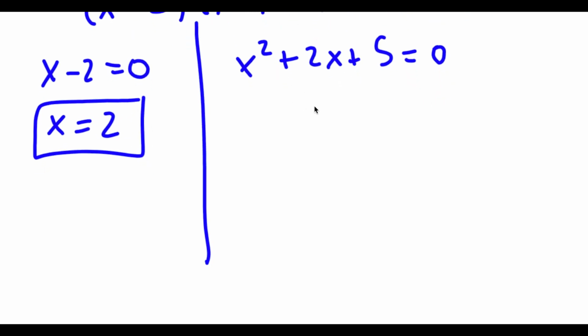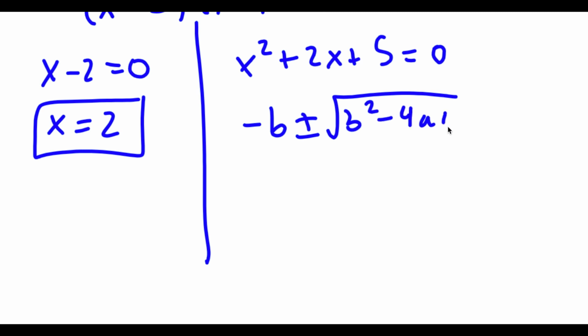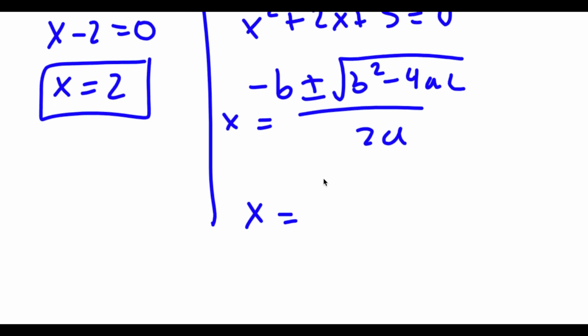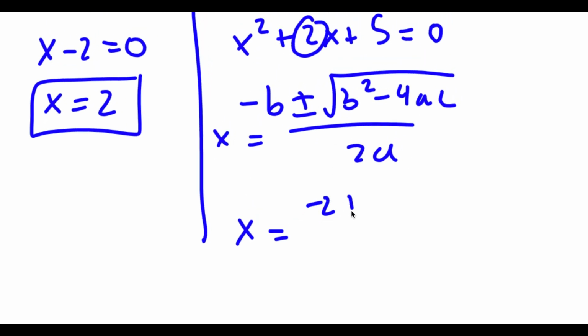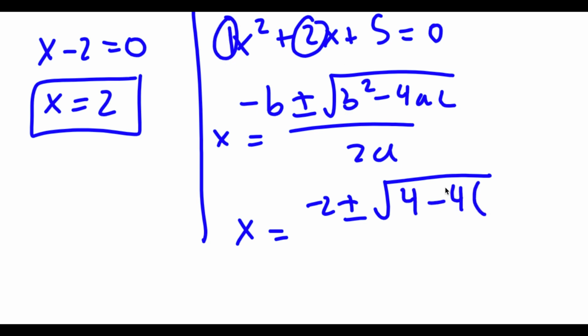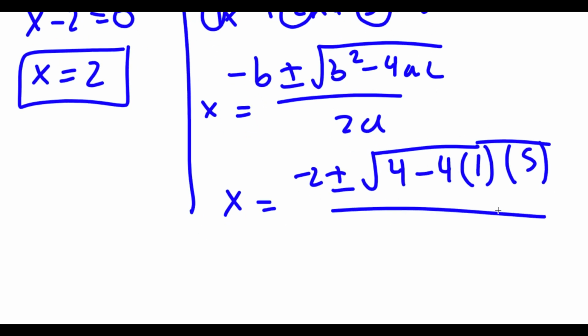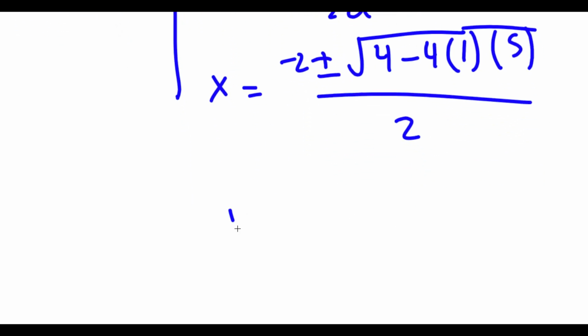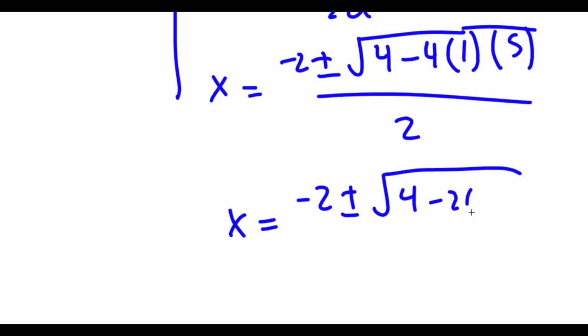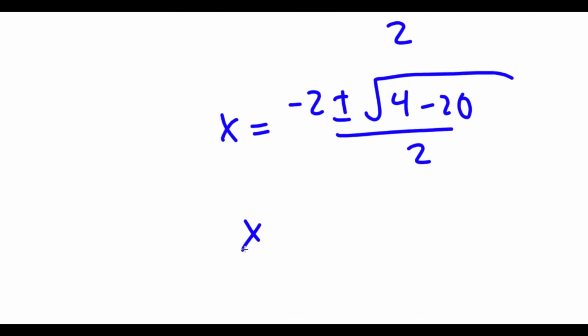And for x squared plus 2x plus 5 equals 0, I can use the quadratic formula, which is negative b plus or minus the square root of b squared minus 4ac all over 2a. So in this case, b is equal to 2. So I have negative 2 plus or minus the square root of 2 squared, which is 4, minus 4 times a, which is 1, times c, which is 5, all over 2a, so 2. Now this is the same thing as negative 2 plus or minus the square root of 4 minus 20 over 2, which is equal to negative 2 plus or minus the square root of negative 16 over 2.